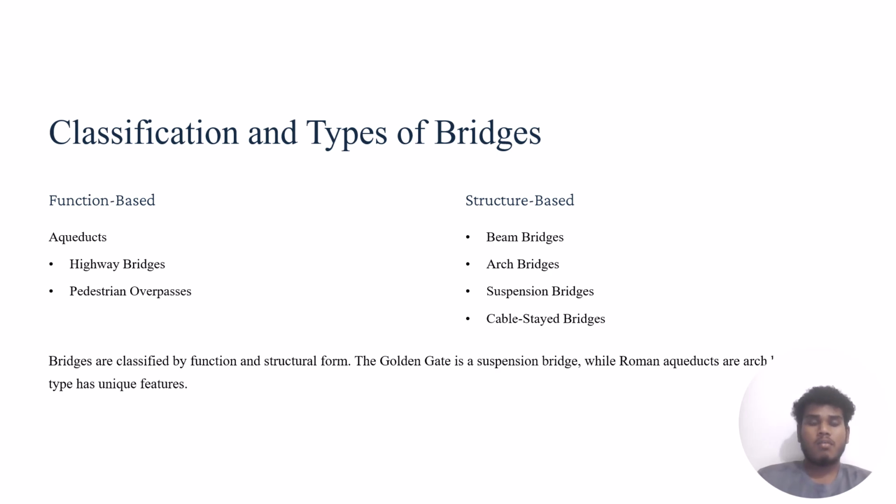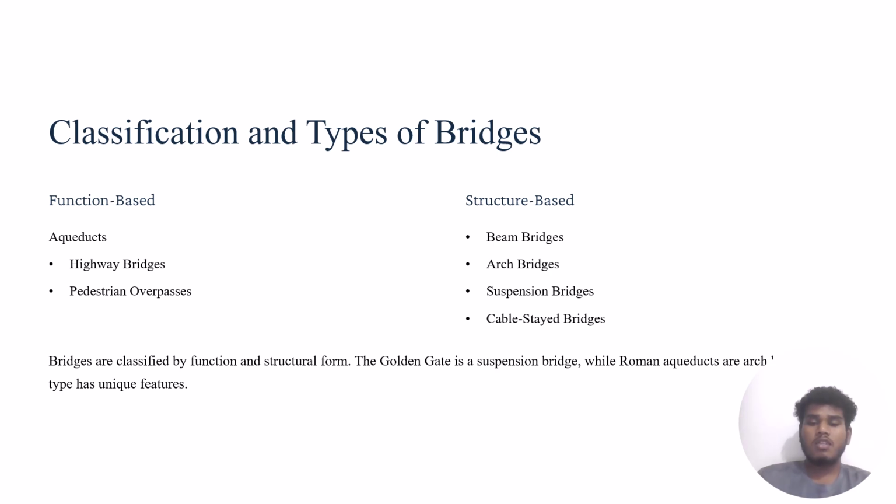So, classification of bridges. Bridges are classified by function and structure form. The Golden Gate is a suspension bridge, while Roman aqueducts are arc bridges. Types have unique features. First one is function based. First is the highway bridge, which is on the highways. Then the second one is the pedestrian overpass, where pedestrians use it to pass a road or a highway. Then the second classification is structure based. First is beam bridges, then arc bridges, suspension bridges, and cable stayed bridges.